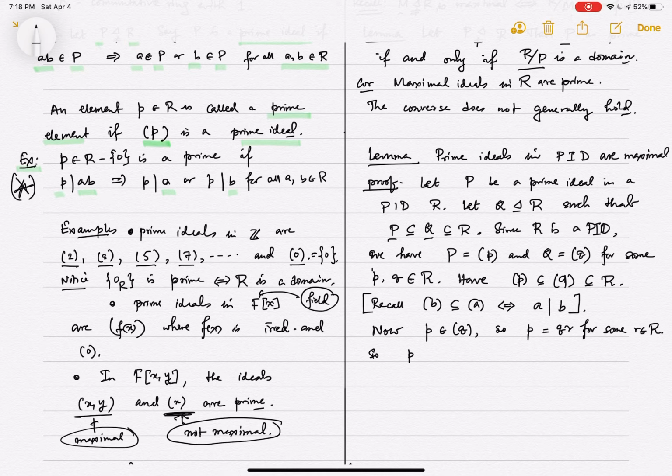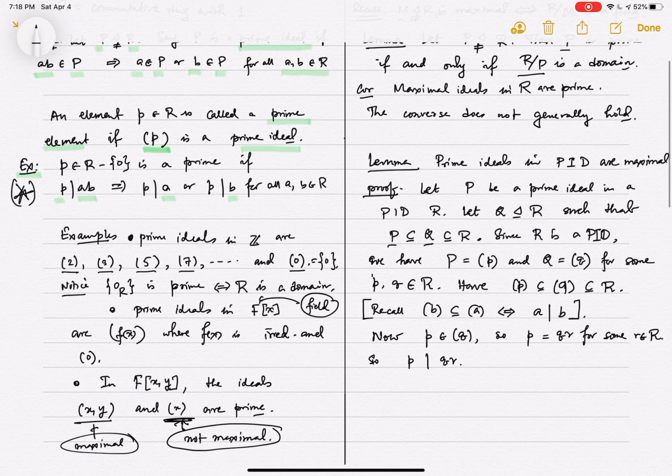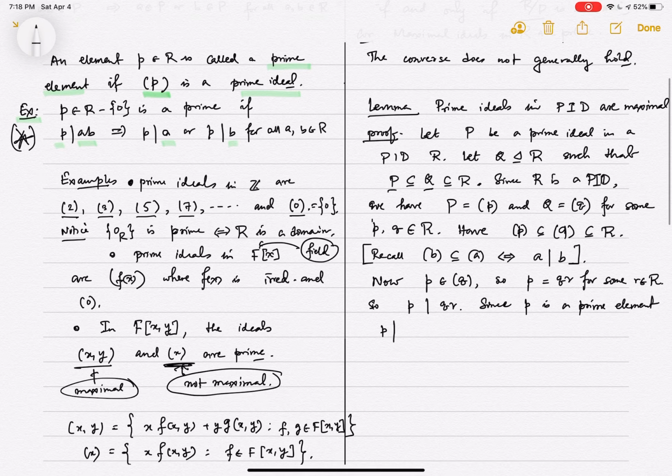So p divides qr because p divides p certainly. But now I use the fact that P is a prime ideal, so capital P is a prime ideal, so little p is a prime element. Since little p is a prime element, we have two cases, p divides q or p divides r. Let's do the two cases separately. Case 1, p divides q. Then what do I have?